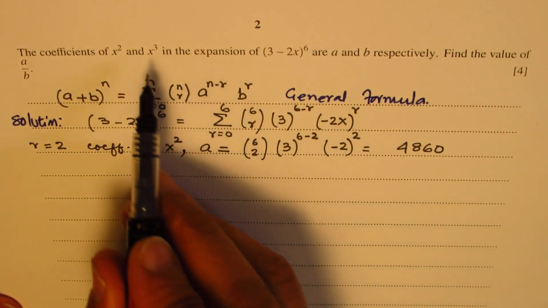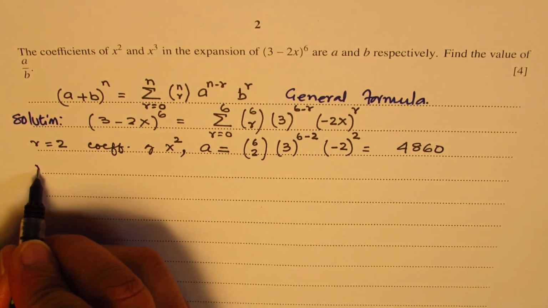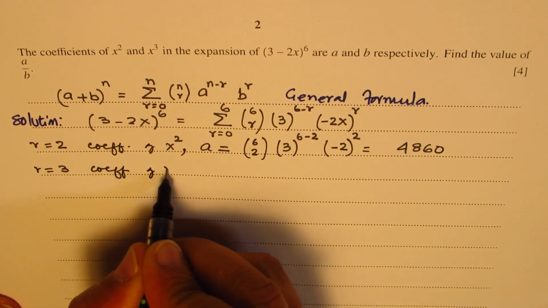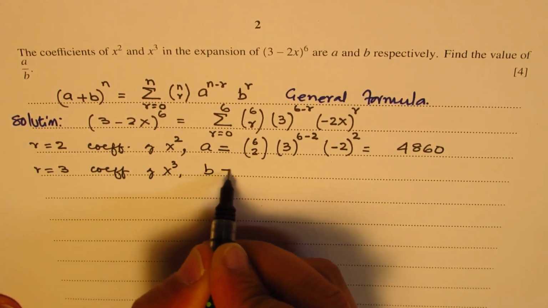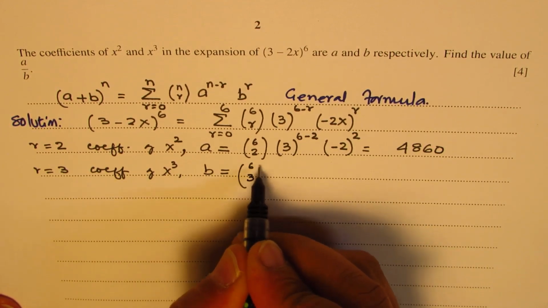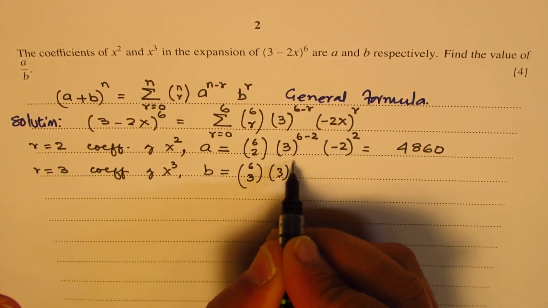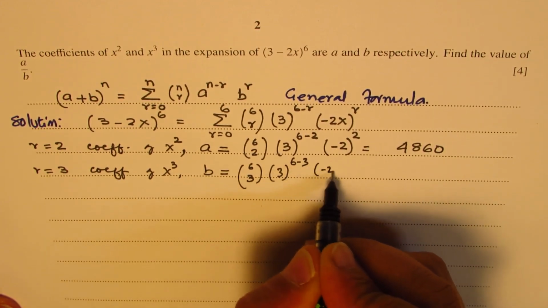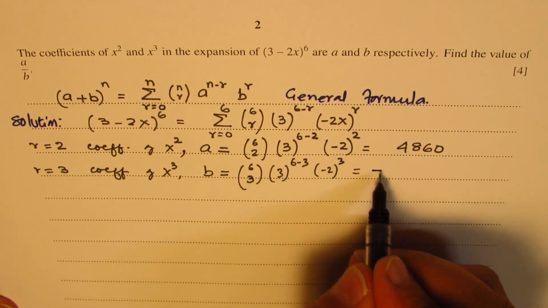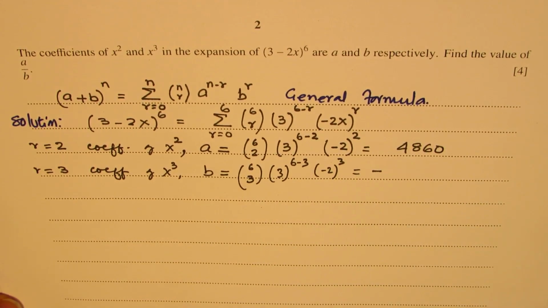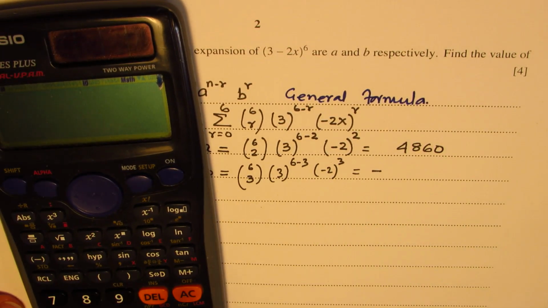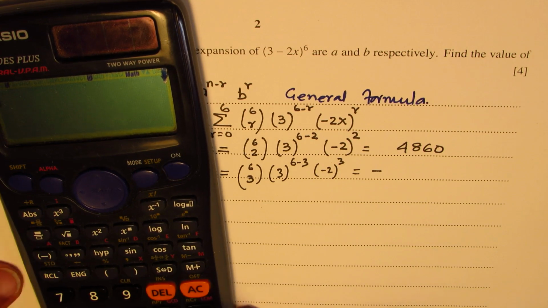Now, to find the coefficient of x cube, which is given to us as b, we'll write r equals 3. So for 3, it will be 6c3, 3 to the power of 6 minus 3, minus 2 to the power of 3. Now minus 2 to the power of 3 is going to be negative. So remember that, we'll put negative just to remind us.